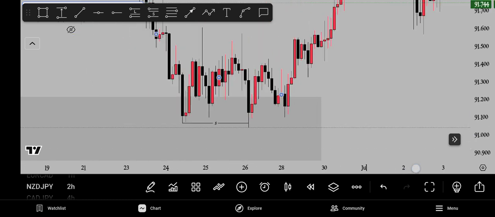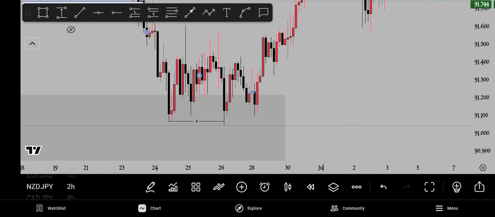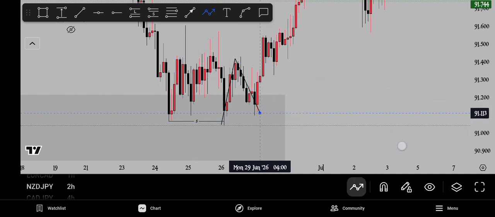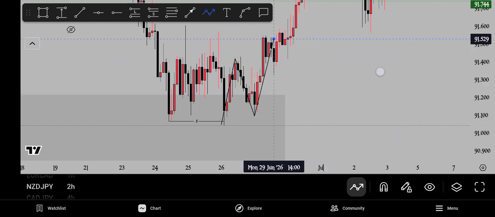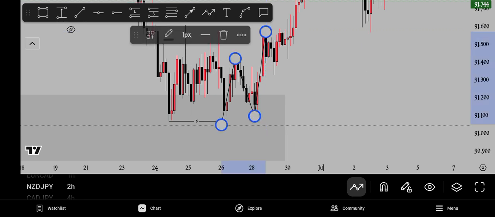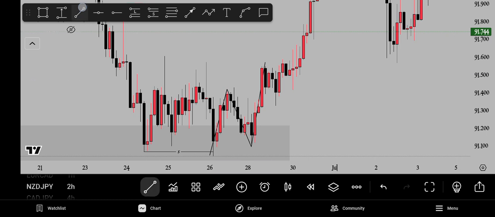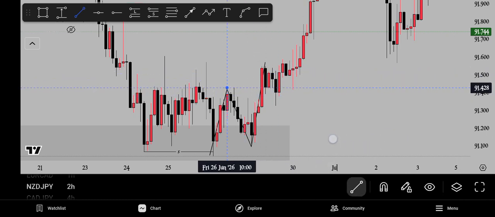After taking the liquidity, we now have what? A failed swing. A failed swing where price came, instead of breaking this low to continue downward, it failed, right? Thereby breaking this high, giving us a market structure shift. So after the failed swing, my market structure shift was confirmed right here. This is the highest point.